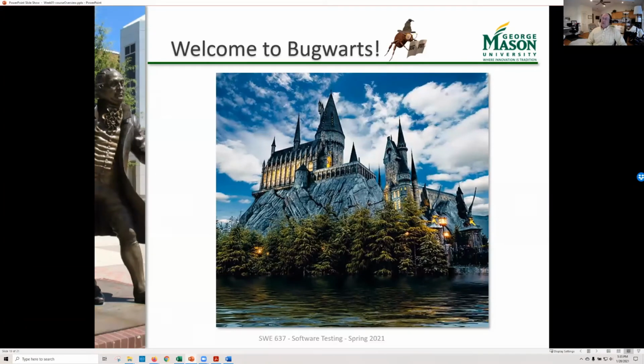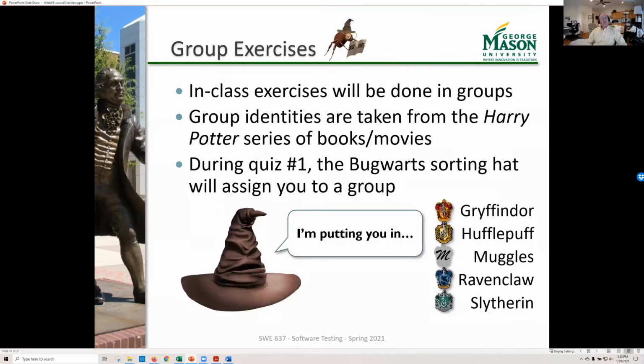So, last of all, I'd like to welcome you to Bugwarts. Here's the Bugwarts Castle, and this is where the group exercises come in. I'm going to split you up by groups. Got to call the groups something, so I decided to go with the Harry Potter theme.